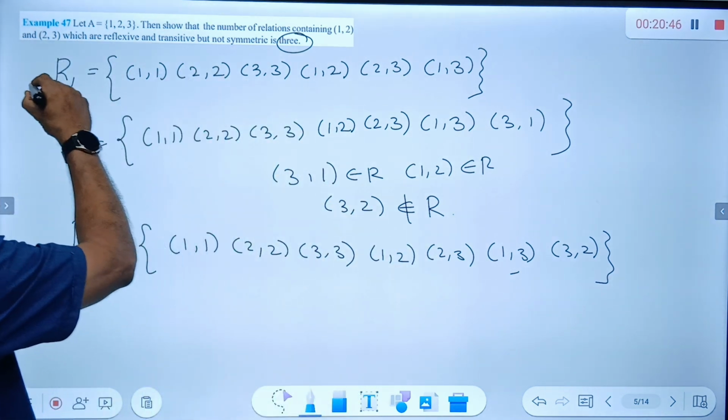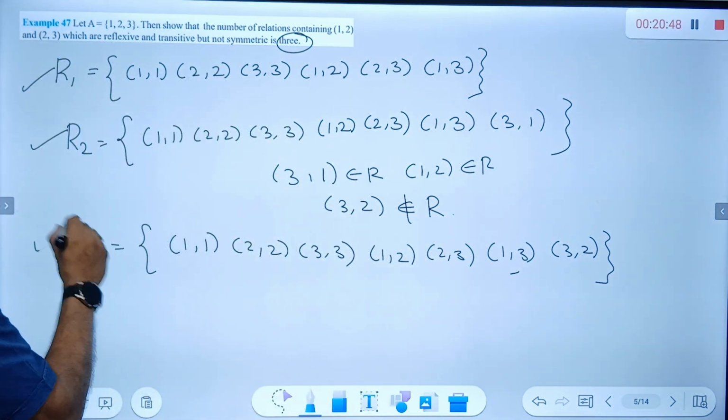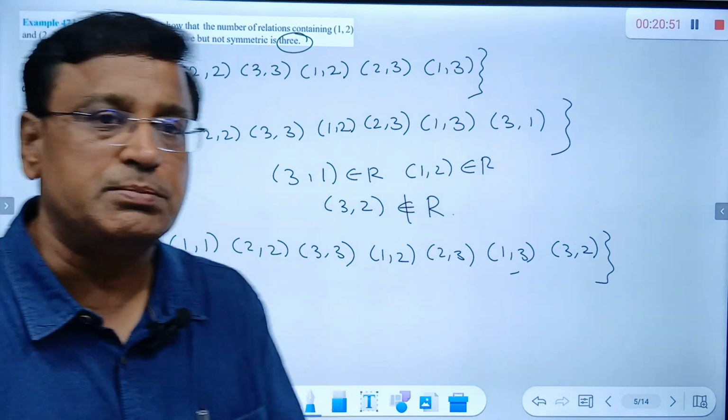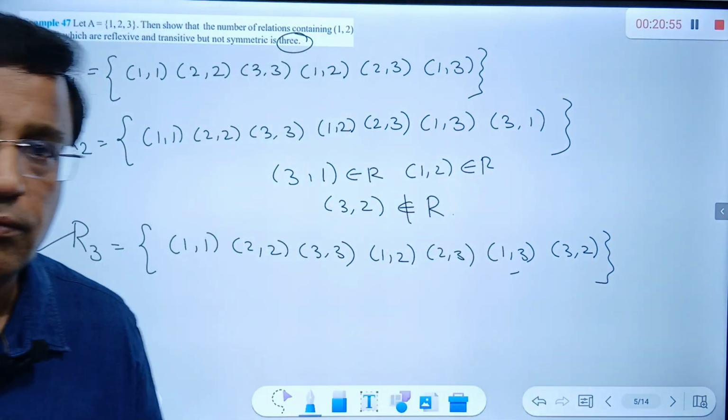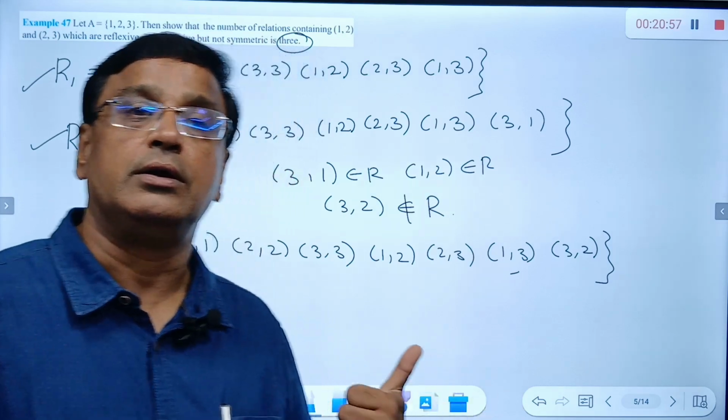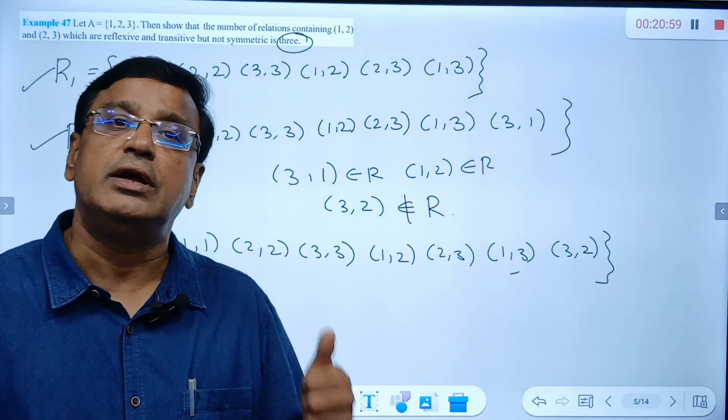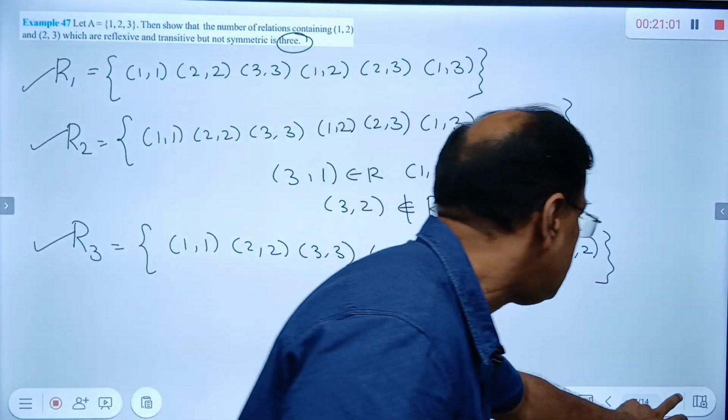So how many relations are there? R1, R2 and R3. Again, you can't do these problems by method. You need to understand the definitions of reflexive, symmetric, transitive, and argue; only then can you do these problems. Okay.